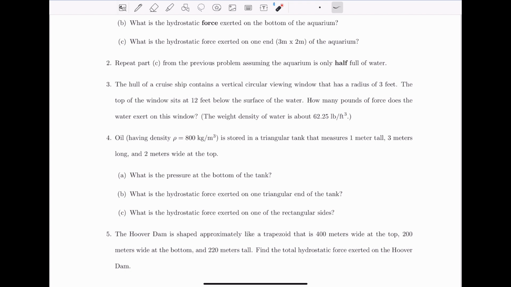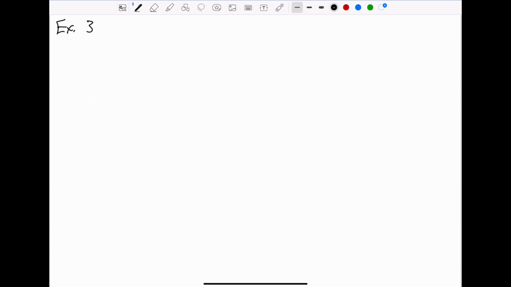And we are told that the weight density of water is about 62.25 pounds per cubic feet. So let's go ahead and try this problem. First of all, let's draw a picture to try to understand what's going on. We have a circular window here, and it's going to be useful to introduce a coordinate system. So let's say that this is centered at the origin, and we're told that the radius is 3 feet.